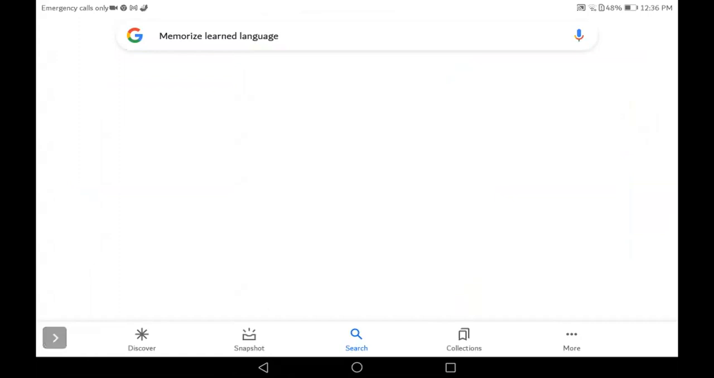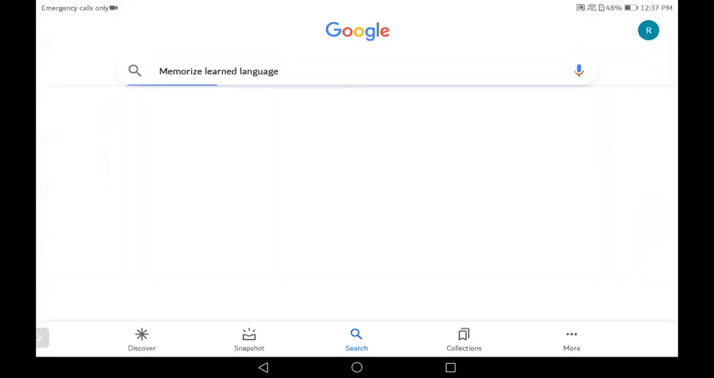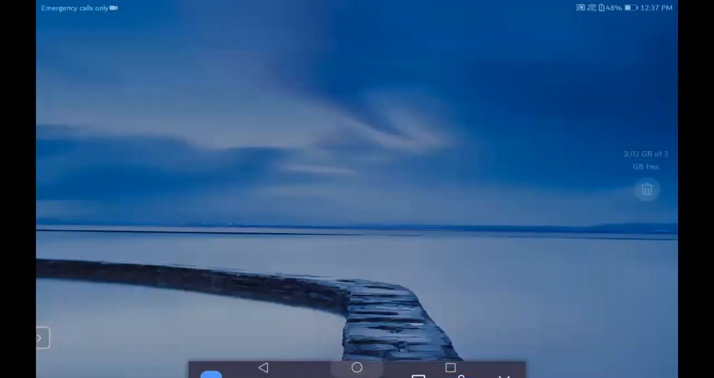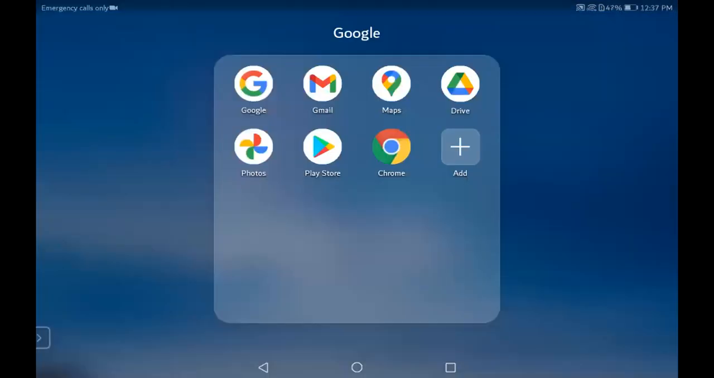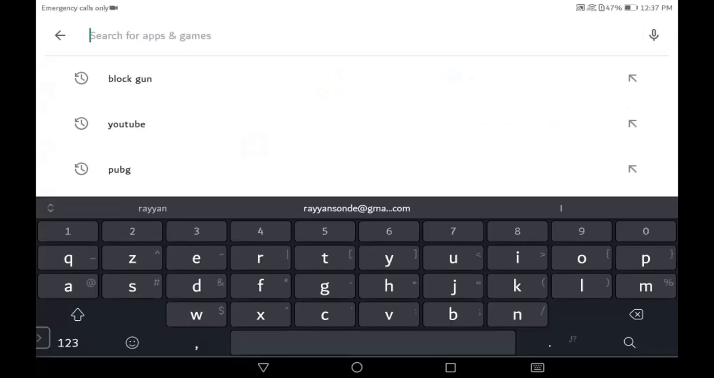I think there is some issue with it. You better go to Google Play Store. Okay. Go to Google Play Store. Leave this. I think it is outdated. Go to Google Play Store. Yes. Now type here: memorize, learn language.